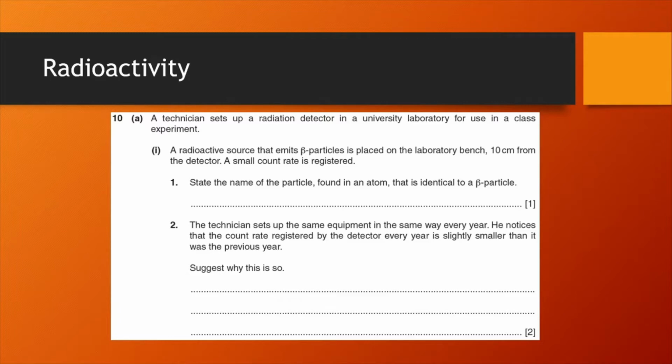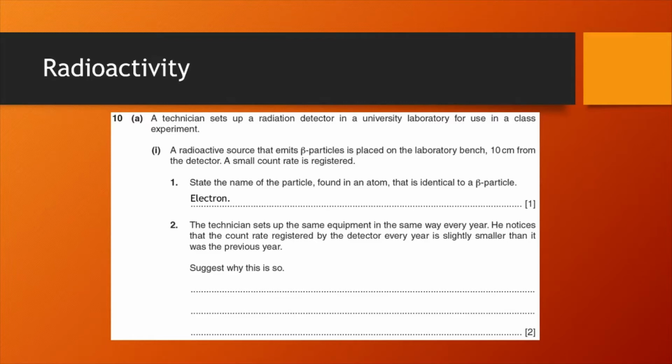A small count rate is registered. AI1. State the name of the particle found in an atom that is identical to a beta particle. Beta particle carries negative charge, so it is identical to electron.